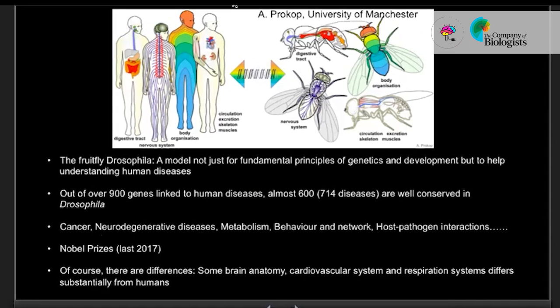I've told you it's easy, it's inexpensive, it's impacting. It's been used to understand fundamental principles of genetics and development, but it's also helping to understand some aspects of human biomedical questions and also human diseases. There is a huge number of genes that are conserved between us and flies, but also when they are not conserved, you can actually create a model, and it's been done for cancer, neurodegeneration, metabolic diseases, studies of behavior.